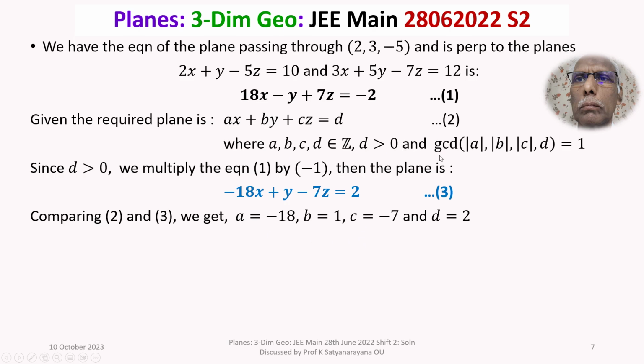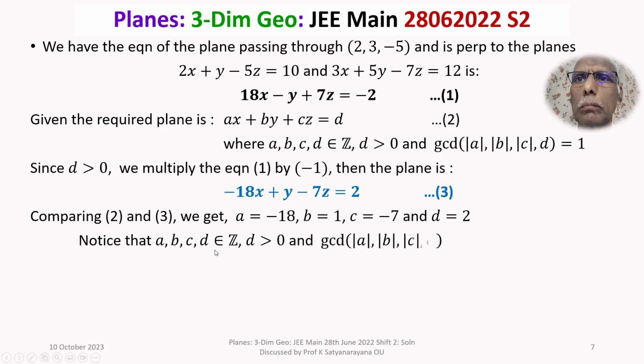What about this one? GCD of mod a, mod b, mod c, d. Mod a is 18, mod b is 1, mod c is 7, d is 2. That means GCD of 18, 1, 7, 2. One of them is 1. Therefore, GCD is 1. So, all these conditions are satisfied for this equation. Notice that a, b, c, d are integers, d is greater than 0, and the GCD of mod a, mod b, mod c, d is 1. So, the required equation is this only.